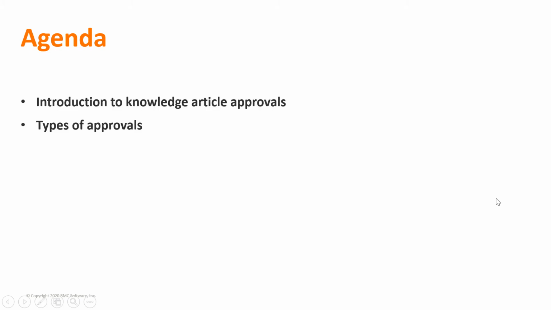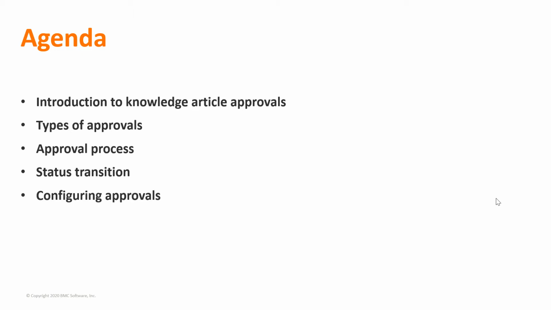In this video we will understand what knowledge article approvals are, and the different types of approvals. We'll learn how the approval process works and how the status changes for knowledge articles. Next, we'll learn how to configure approvals and define approval mappings. We'll also see a quick demo of how to define the approval mappings.